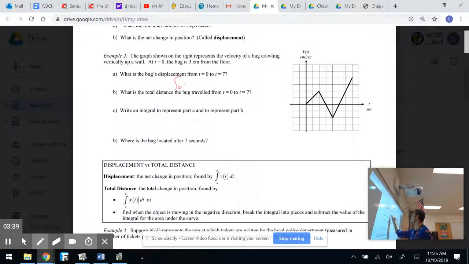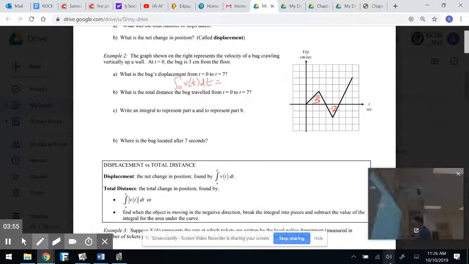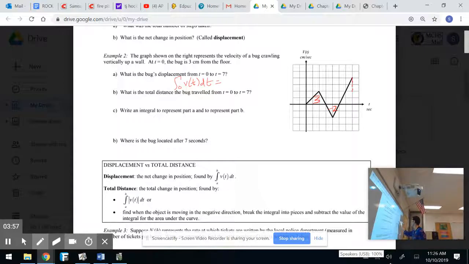So from 0 to 7 of our velocity, which is the area underneath the curve: if I do one-half base times height on that triangle, I get a 3. If I do one-half base times height on that one, I get a -2. And going all the way to 7, I get the triangle right there, and its area is 4. So it'd be 3 plus a -2 plus a 4, and I get a displacement of 5. How about that? It then asks, what is the total distance the bug traveled from 0 to 7?